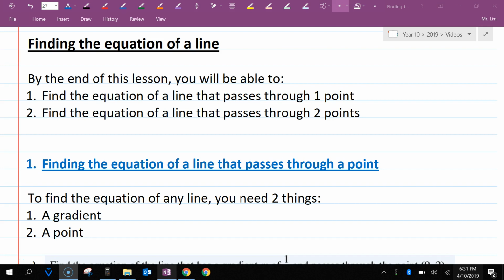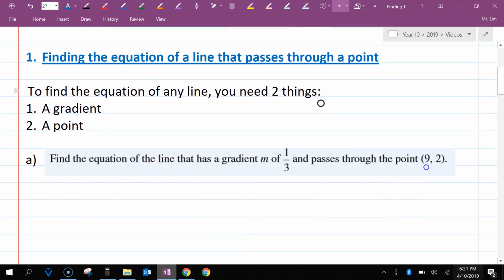In this video, we're going to be looking at how to find the equation of a line. By the end of this lesson, you'll be able to find the equation of a line that passes through 1 point and that passes through 2 points. So let's have a look at the first one that passes through 1 point.